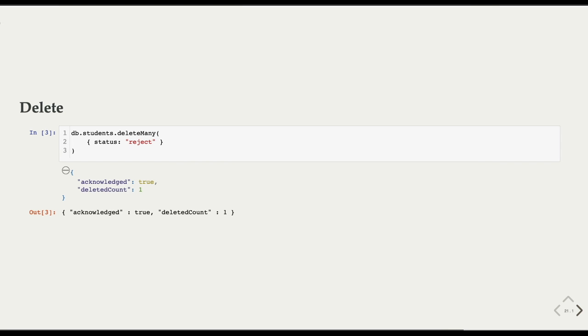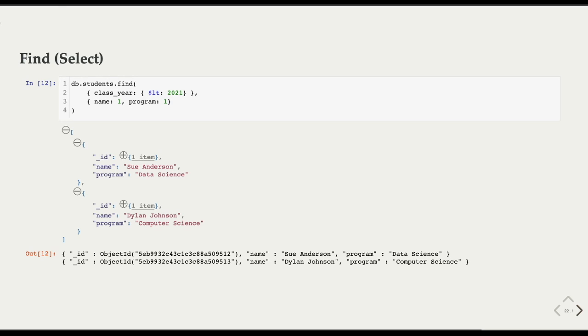To delete, we can use this deleteMany. So here it deletes all documents that are marked as reject. To find, we can use the find operator. So .find, if there is no parameter provided, it's really retrieving all records and all fields.